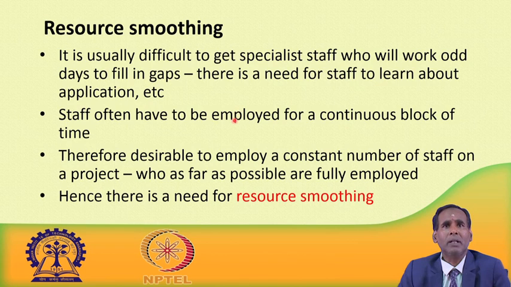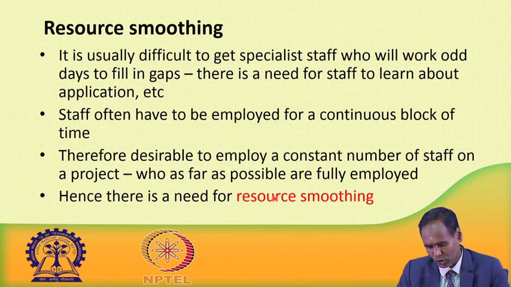So, staff often have to be employed for a continuous block of time. So, we have to keep them busy. Therefore, it is desirable to employ a constant number of staff on a project. A good project manager will always desire to employ a constant number of staff on a project who, as far as possible, are fully employed, full time employees. Hence there is a need for resource smoothing.